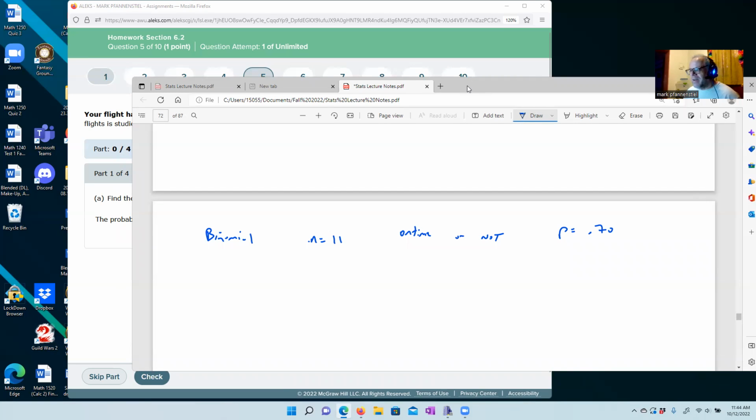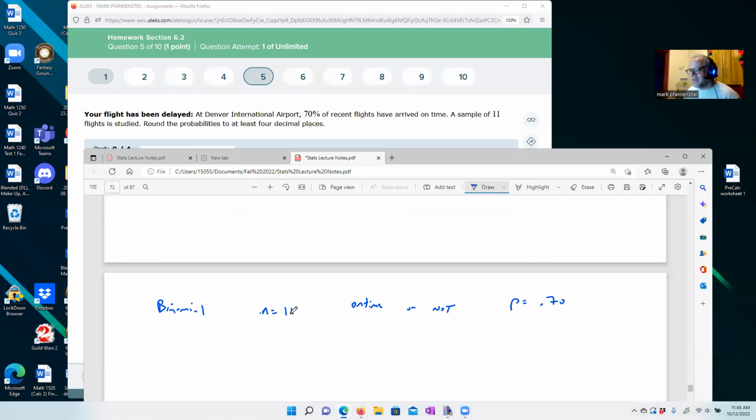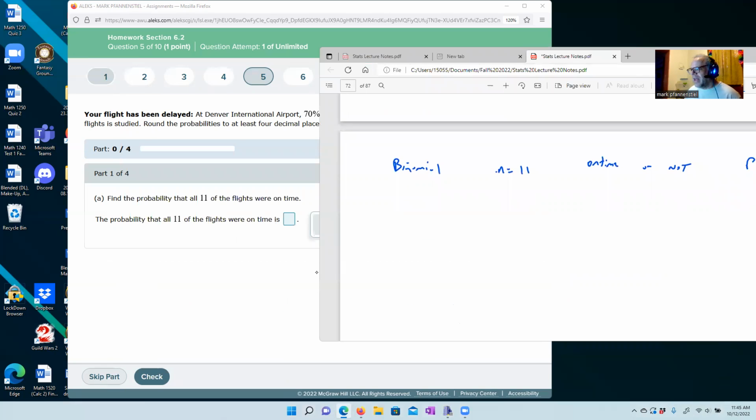We have two options. We picked 11 of these, and they want to know the probability that all 11 of these flights were on time. So we have n equal to 11, p equal to 0.70, and then for part A, the x value is 11, since they want to know if all 11 are on time.